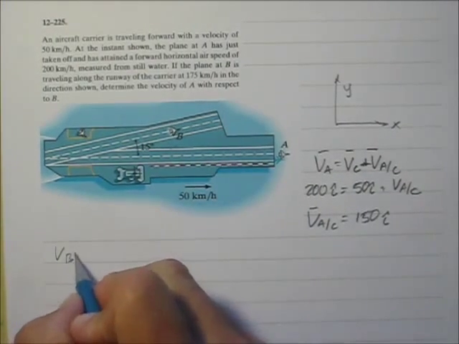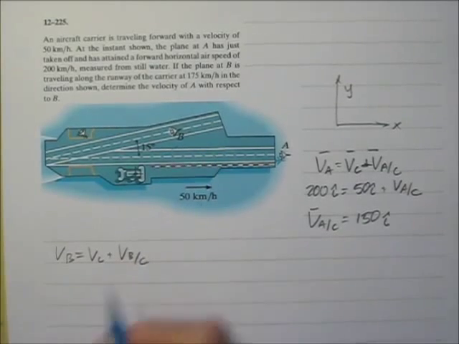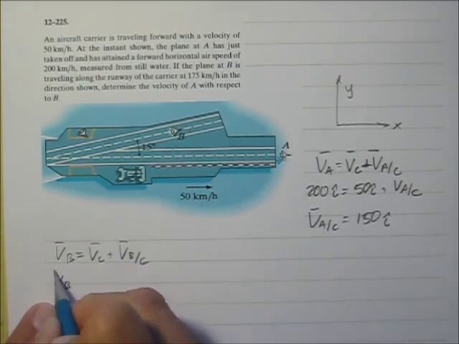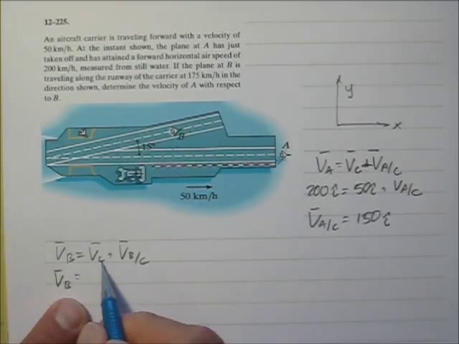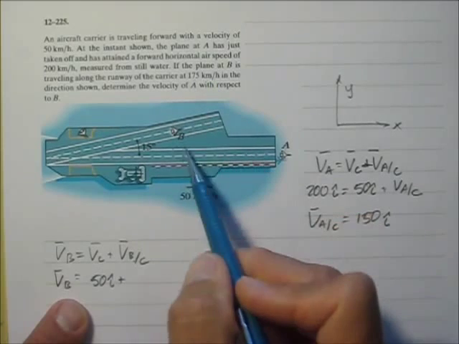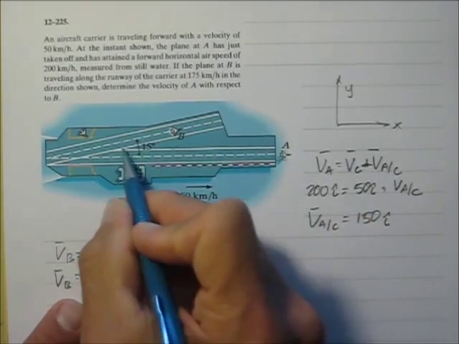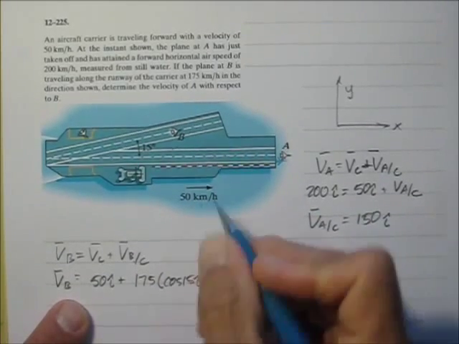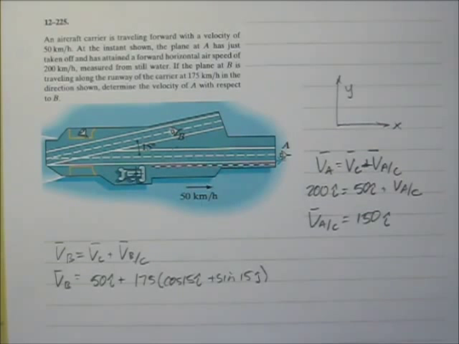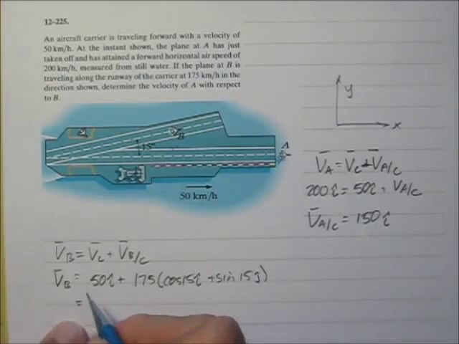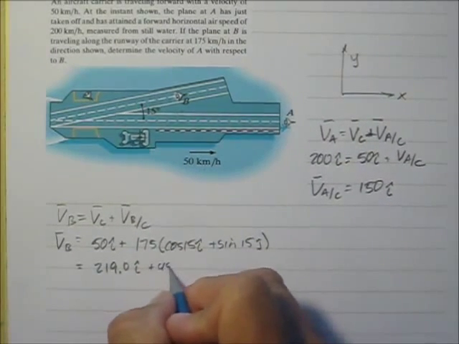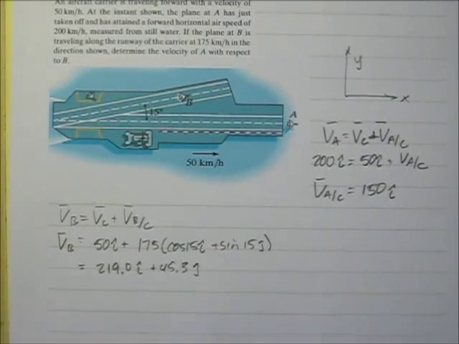How about B? Let's say the velocity of B is equal to the velocity of the carrier plus the velocity of B with respect to the carrier. Now this is what was given to me in the problem. The carrier is 50 in the I direction. The velocity of B with respect to the carrier, it said I'm going 175 at the angle shown. So that's 175, and it's going to have a cosine component, cosine of 15 in the I direction, and a sine component, sine of 15 in the J direction. All right, so there are my velocities. I can combine those two, and that is equal to 219.0 in the I direction plus 45.3 in the J direction.